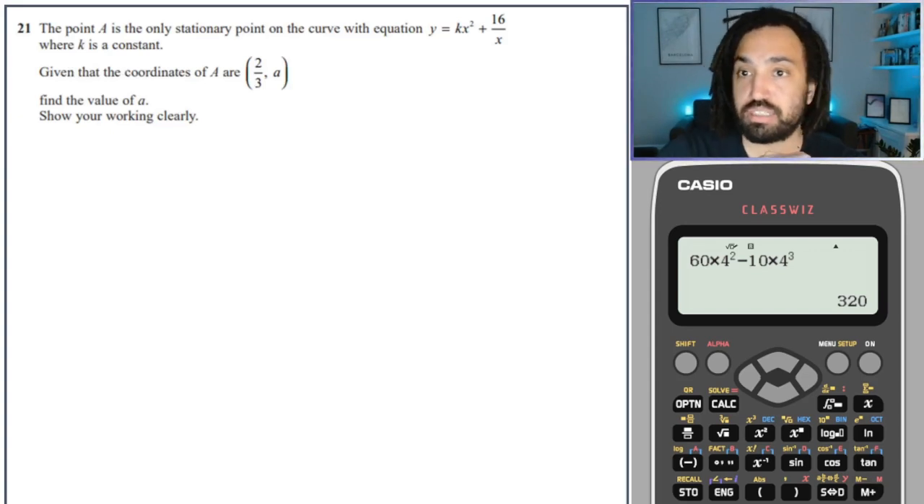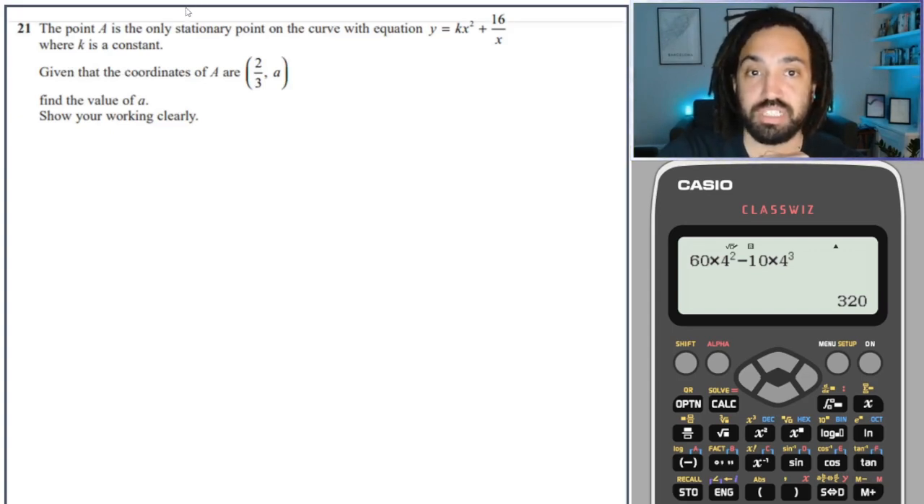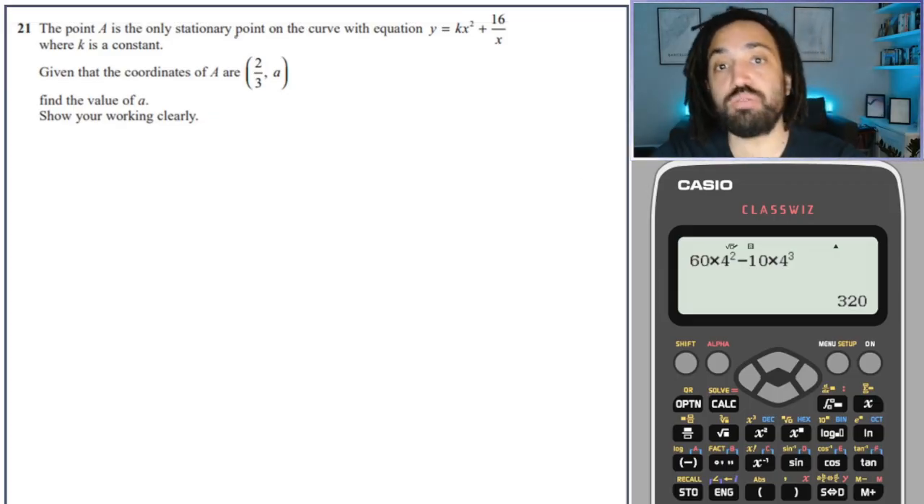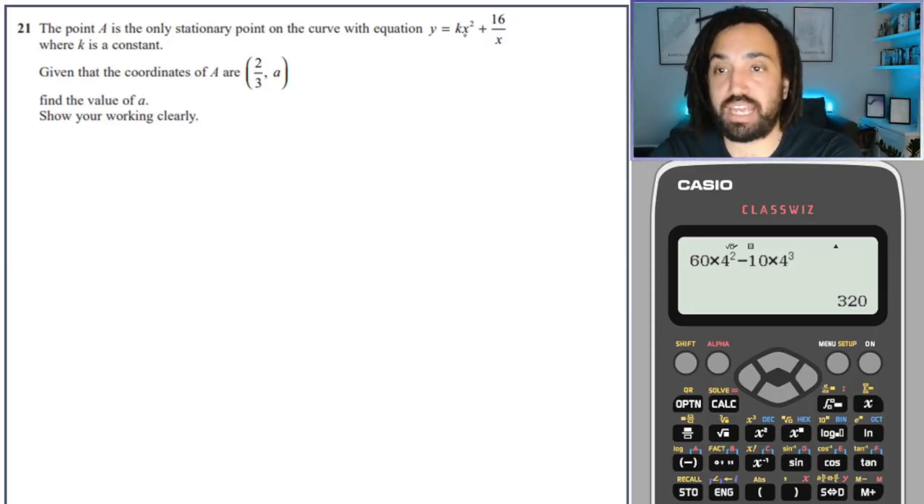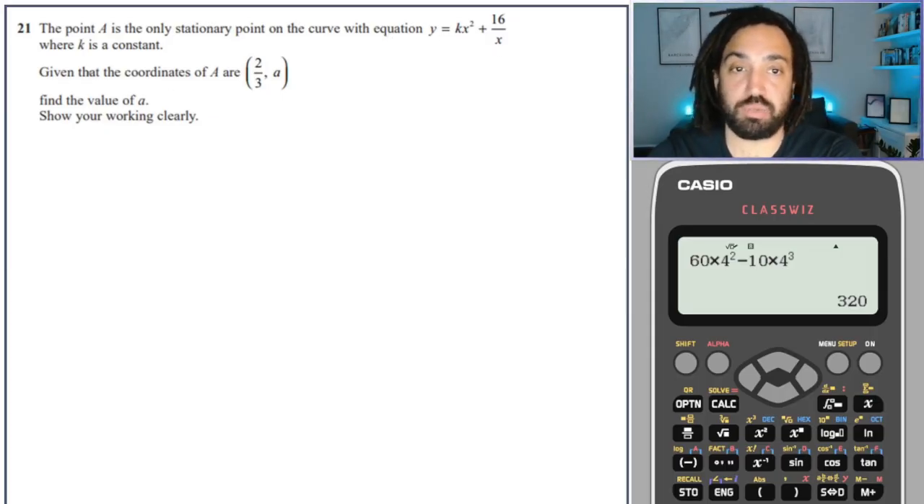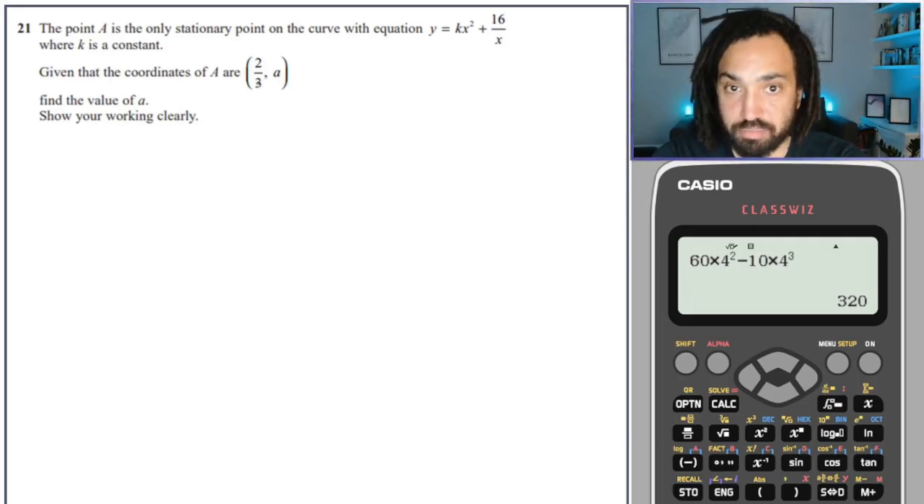Okay, right. Another tough question here. Another really tough question. It says that the point A is the only stationary point on the curve with equation y is equal to k x squared plus 16 over x, where k is a constant. Given that the coordinates of A are 2/3 A, find the value of A.